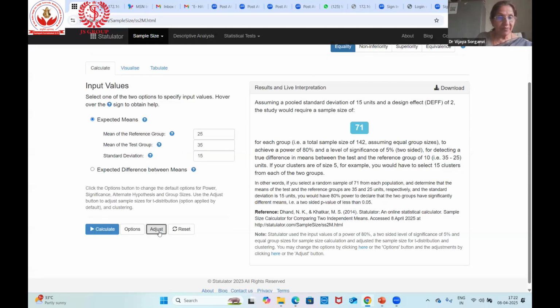So this is adjustment for power, options for increasing the level of significance or increasing the power. Adjustment is for design effect or correlation coefficient that we use. Okay. Even we can add manually 10% response rate to each group, and 71 plus 7 in the first group, 71 plus 7 in the second. Okay. This is how we calculate sample size for two groups using two means.